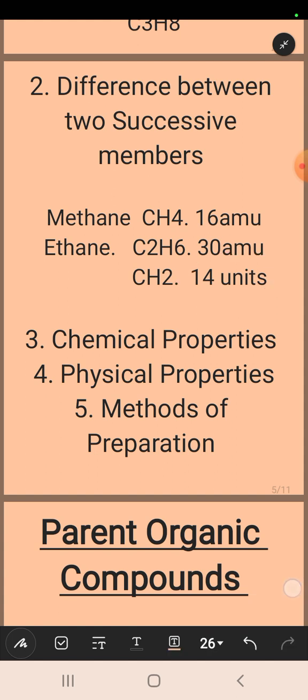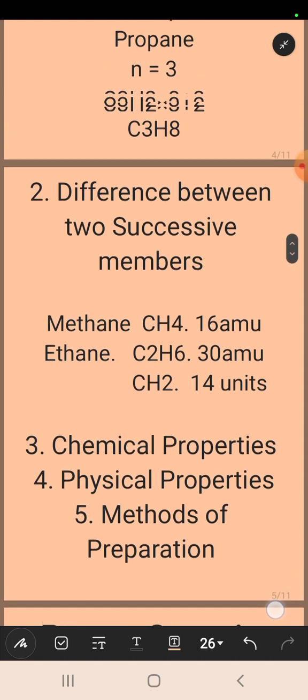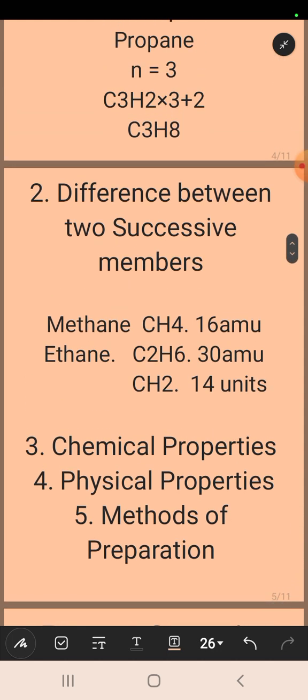Next is the chemical properties. All the members of one homologous series have the same chemical properties because of the presence of the same functional group in them. Functional group is actually the atom or the group of atoms or the presence of a double or triple bond that determines the characteristic properties of that compound. As all the members of a homologous series have one same functional group in them, they will all have the same chemical properties.